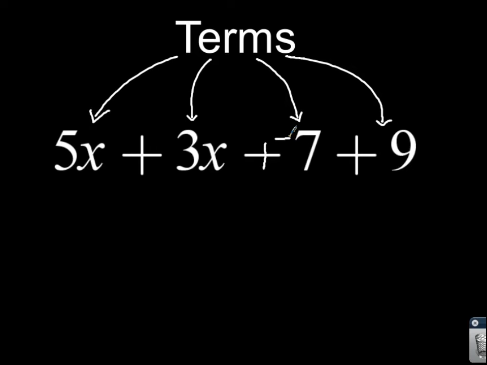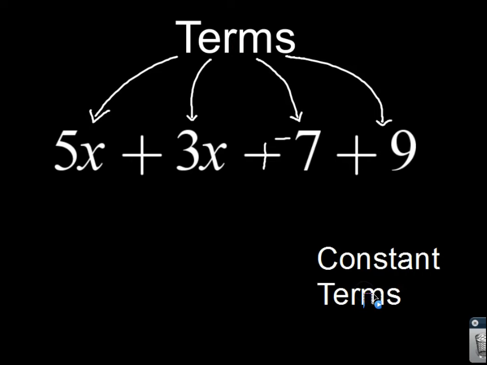Okay? So, when we do this, we need to combine parts that are like. Well, first of all, let's look at the different parts here. 5x and 3x, those are both going to be variable terms. Okay, that's part of this terms idea up here. These are all variable terms. We also are going to have constant terms.